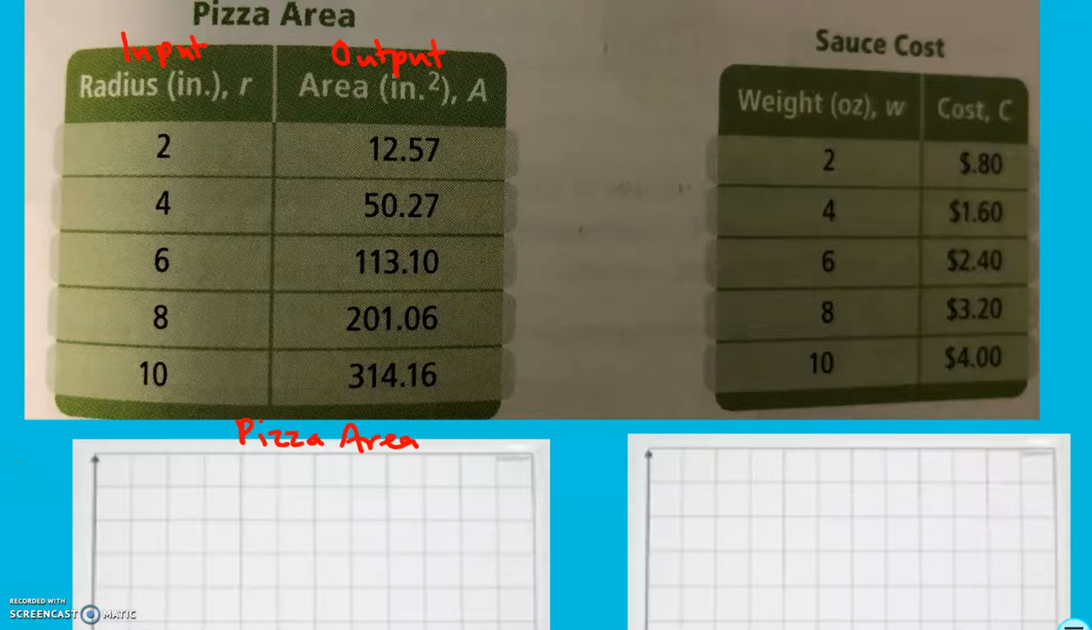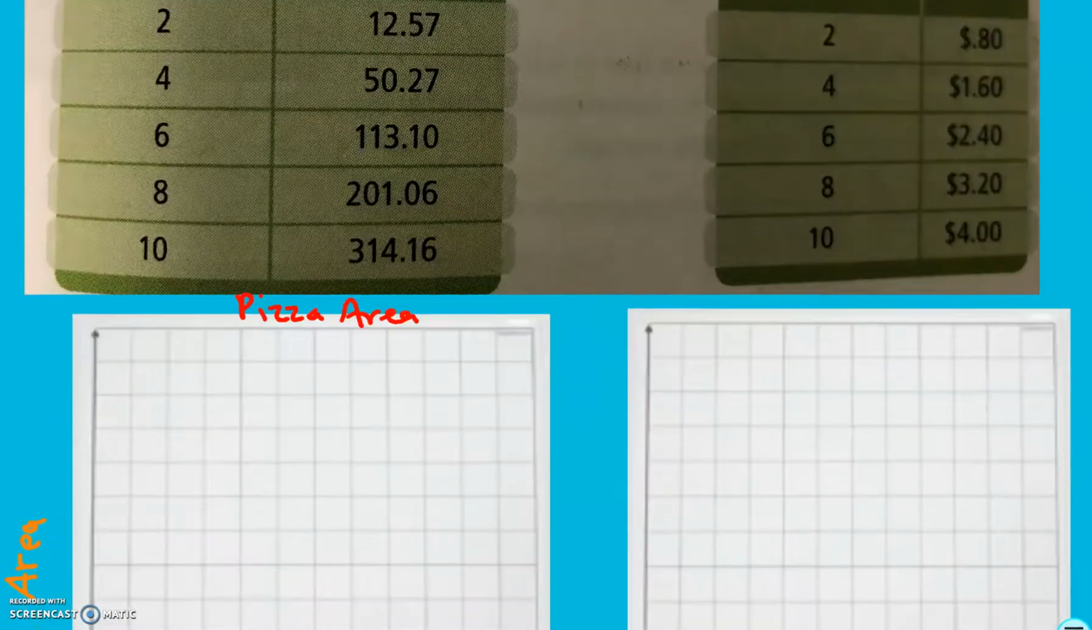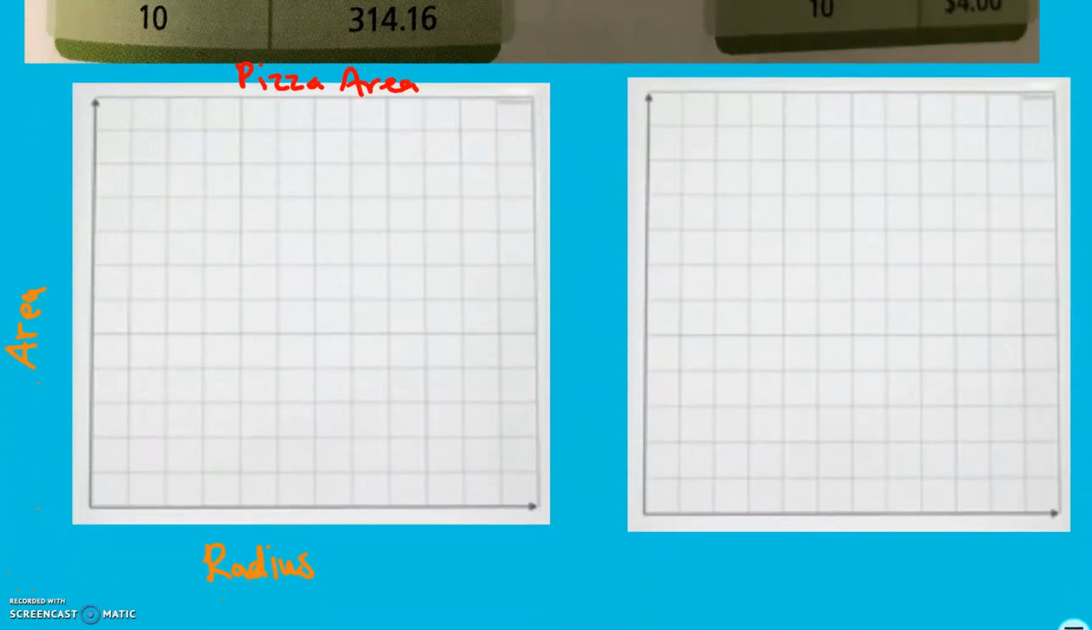It's pretty easy to figure out what I'm going to make my scale for radius. They go up by 2s, but I only need to go by 10. So you can either go by 2 or go by 1, since 1 will fit here, which is what I'm going to do. I want to spread my data out the best that I can, so I really get a good picture of what's going on. So since 10 fits, I'm going to go by 1s.